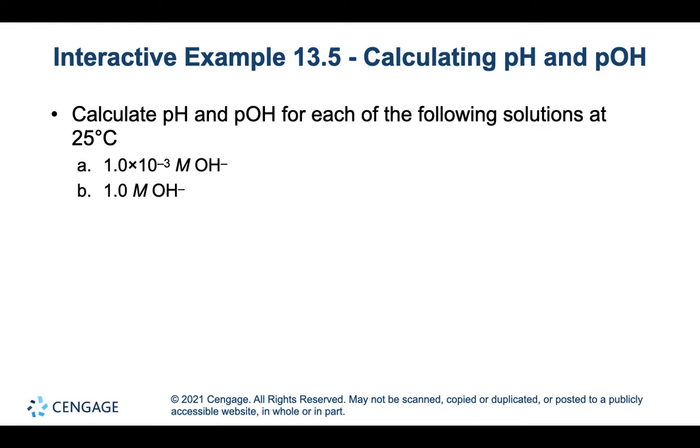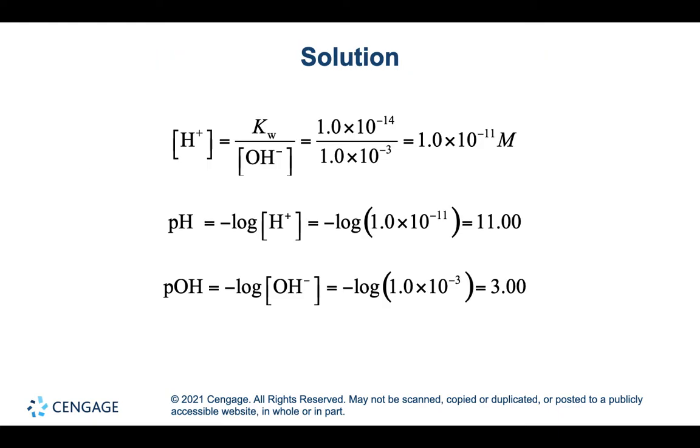Let's practice calculating some pHs, and for the fun of it, let's also calculate some pOHs. These would be solutions at 25 Celsius. First one we'll do is 1 times 10 to the minus 3 moles per liter of OH minus. And then we'll also try 1 mole per liter of OH minus.